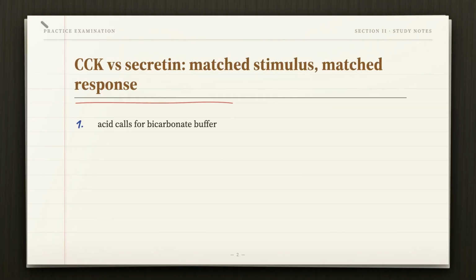CCK also signals the brain to produce satiety, linking fat's arrival to the decision to stop eating. And when a gallstone blocks the cystic duct, CCK still does its job, contracting hard against the obstruction and causing the pain of biliary colic. Keep it separate from secretin. Acid calls for bicarbonate buffer, while fat and protein call for bile and enzymes.